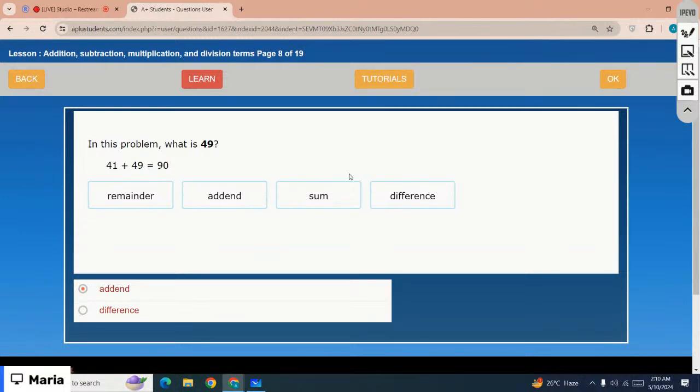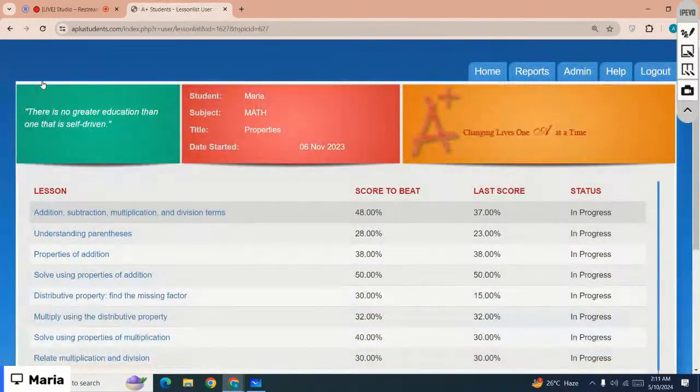Okay, you can complete the lesson by yourself today. Let's just move on to the next lesson, right? This one you have to complete yourself today, right? Okay, the next one is understanding parentheses.